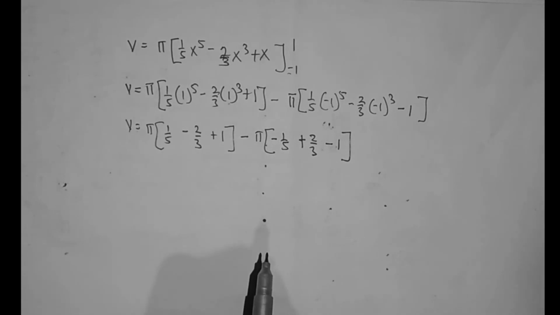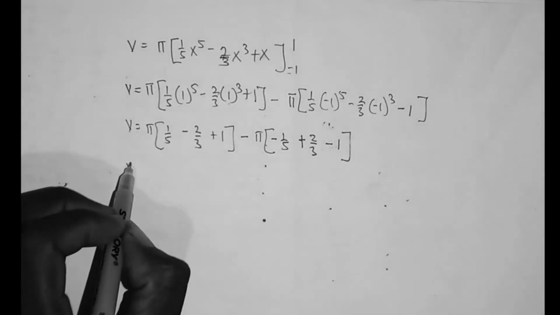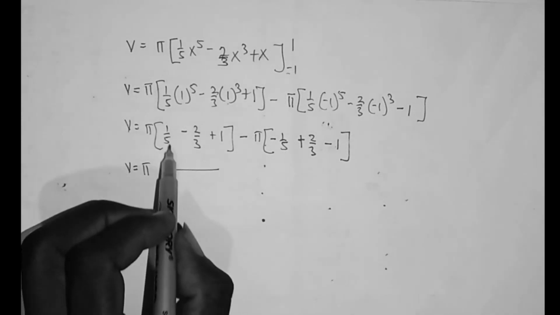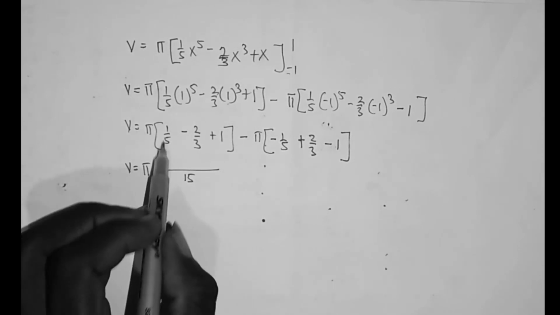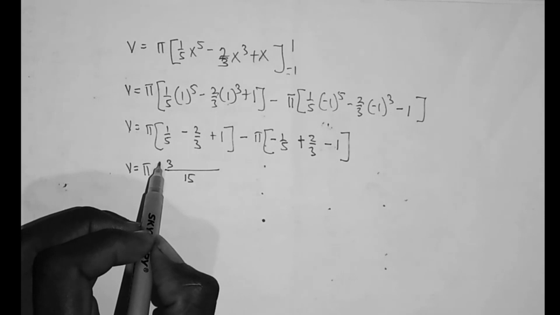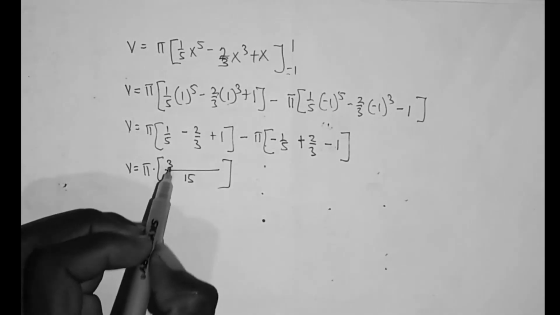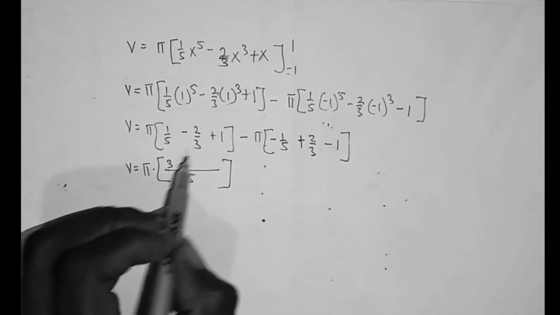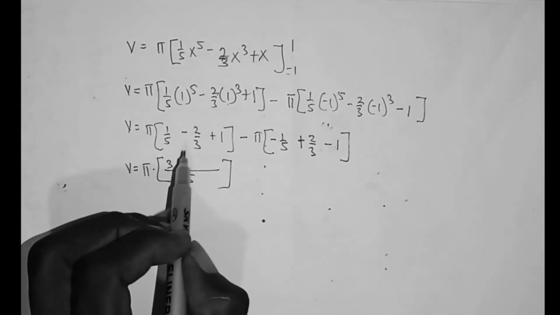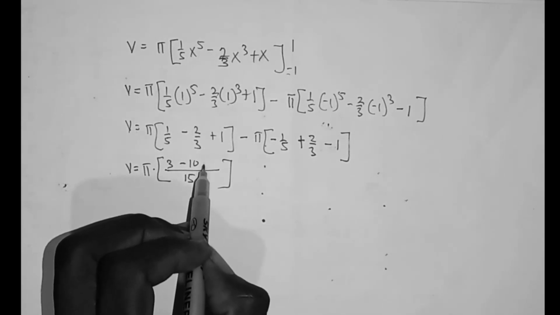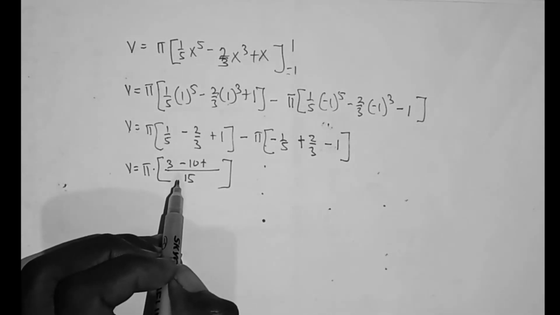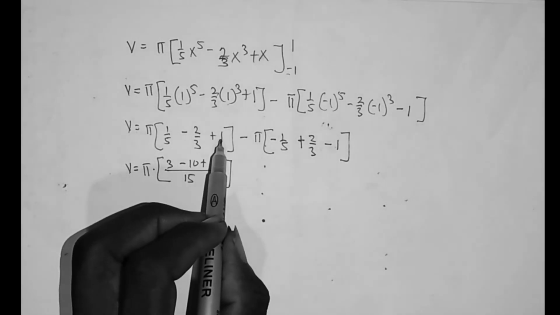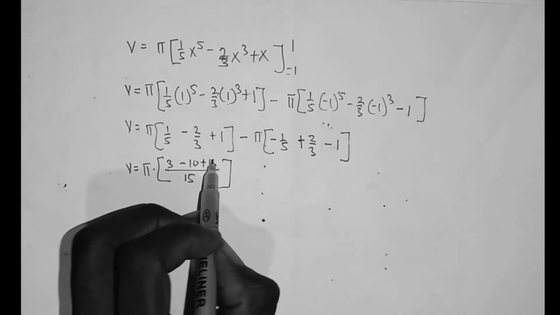So let's go ahead and simplify this. V equals pi. We can find the LCM here. The LCM of 5 and 3 is 15. So 15 divided by 5 is 3, 3 times 1 is 3. Minus 15 divided by 3 is 5, 5 times minus 2 is minus 10. Then plus 15 divided by 1 is 15, 15 times 1 is 15.